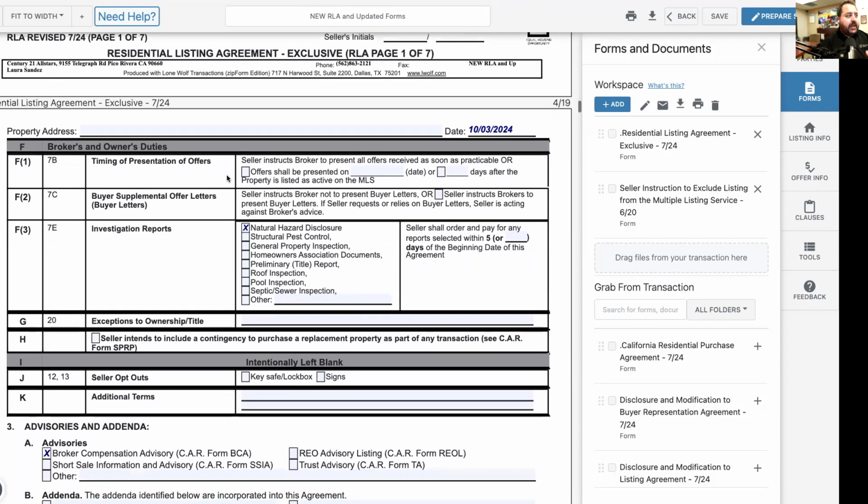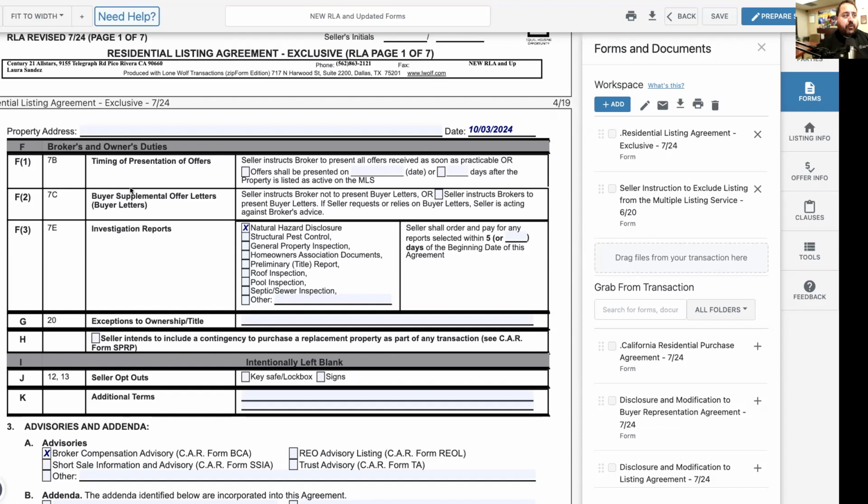Okay, down to page 2, paragraph 2F1. Remember this whole grid here that we're going through, this is paragraph 2, okay? Timing of presentation of offers. I like that they added this in. Seller instructs broker to present all offers received as soon as practicable, right? So if you get an offer the day after it goes on the market, the seller is saying, hey, go ahead, present it to me right away.